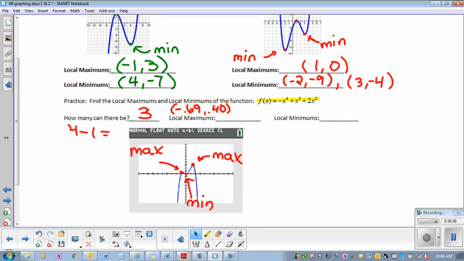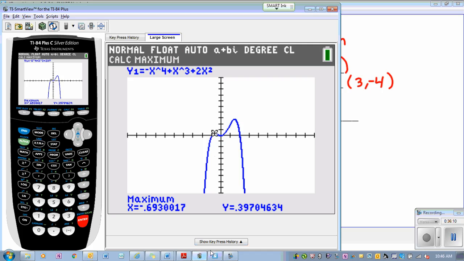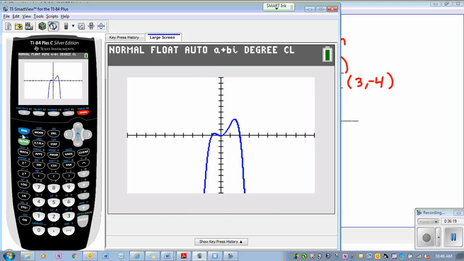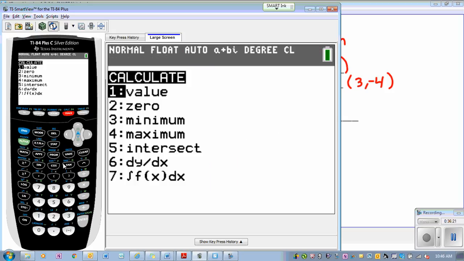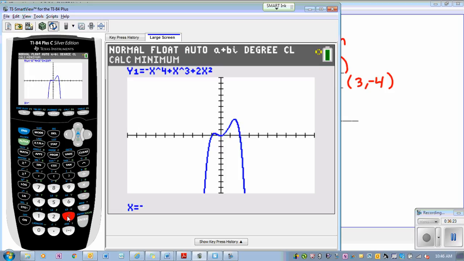Just going to delete that out of there for now because I don't want it. Okay, so now let's look for this minimum. Yeah, it's the same thing. I can hit graph so I can clear everything. I'm going to go to second trace minimum.